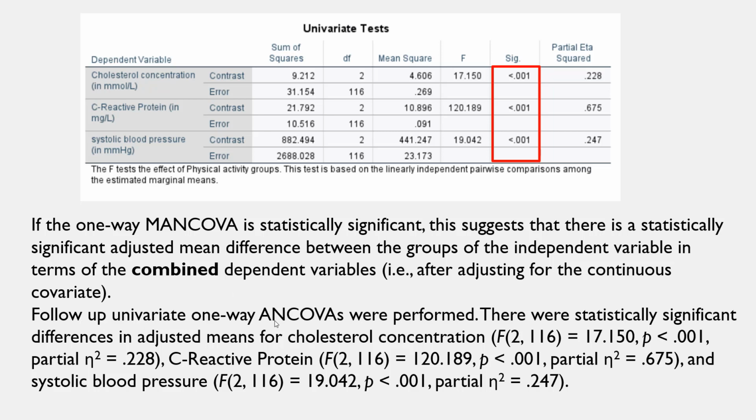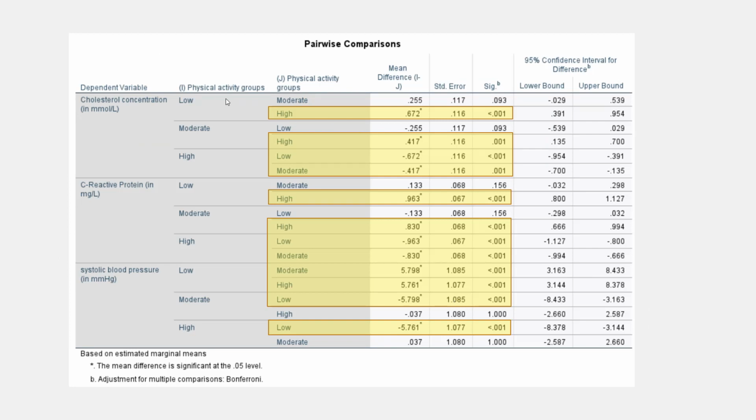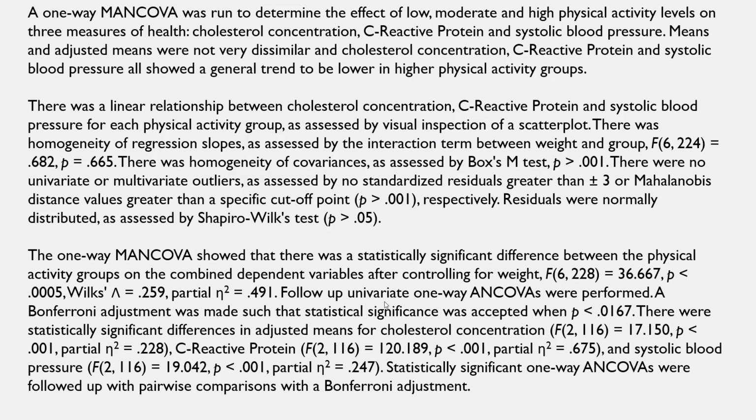Follow-up univariate one-way MANCOVAs were performed. There were statistically significant differences in adjusted means for cholesterol concentration, and I report out this F statistic, C-reactive protein, and this F statistic, and systolic blood pressure. You can look at the pairwise comparisons. I have highlighted the ones here. You can see what's significantly different.